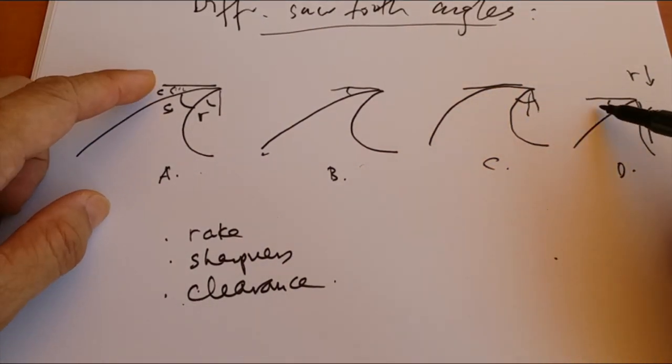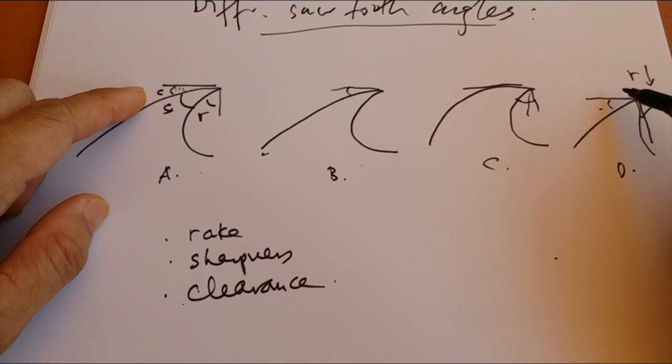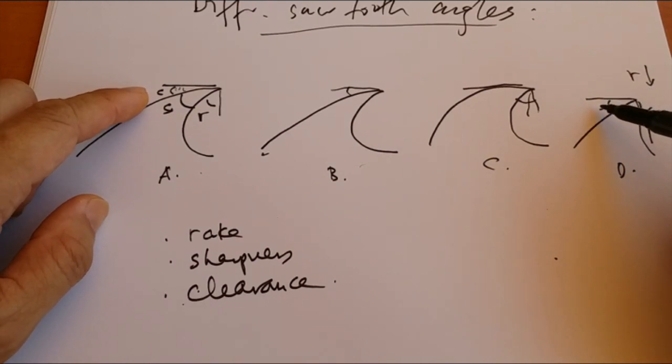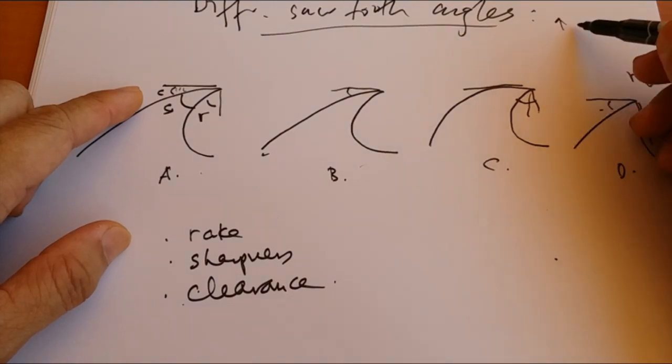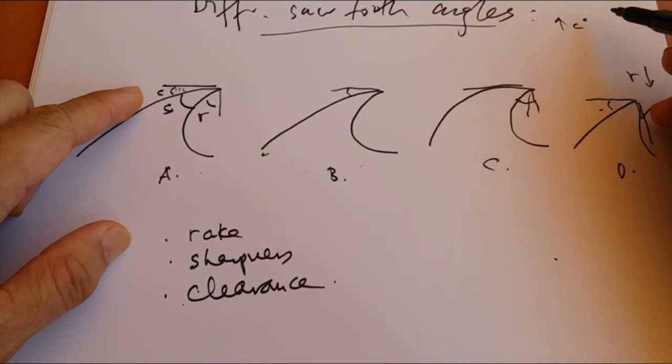Basically, clearance is so that you don't brush on your workpiece when you are sawing. The more clearance angle you have, the better clearance it will be when you are sawing.